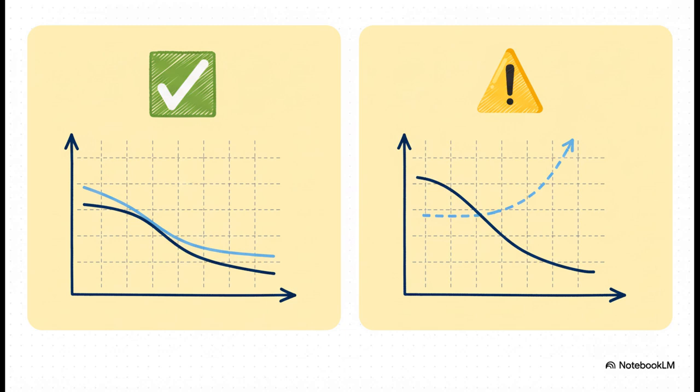On the left, that's a healthy curve. You see both the training loss and the validation loss. That's the error on new data. They're both going down, and then they level off nicely. It means our model is learning and generalizing just like we want.